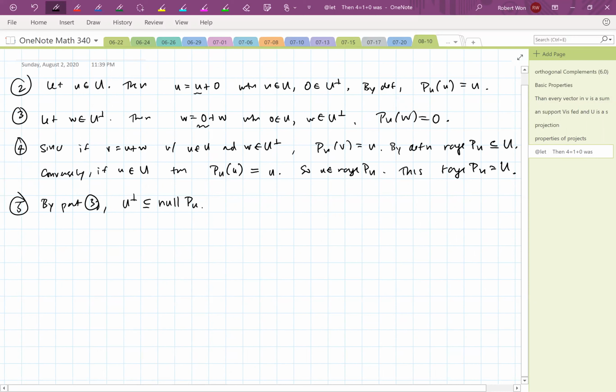So conversely, suppose V is in the null space. Since PU of V equals 0, what does this mean? This means that you could write V as 0 plus something in U perp.